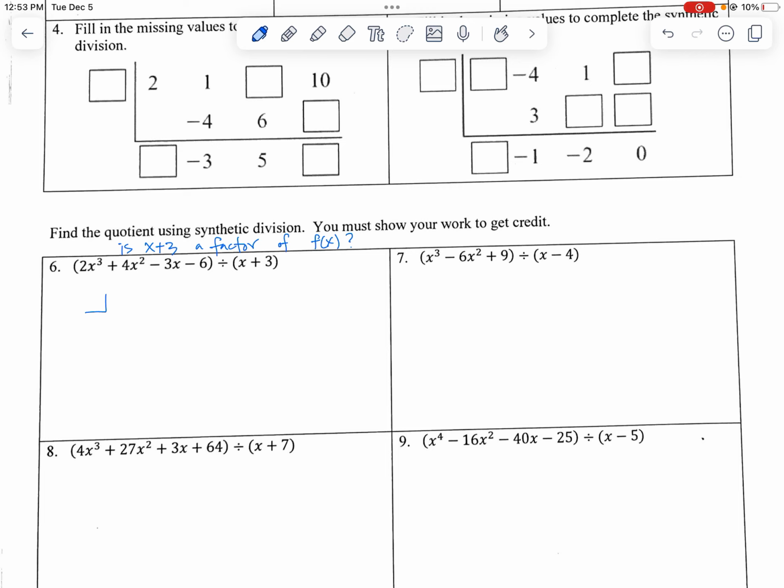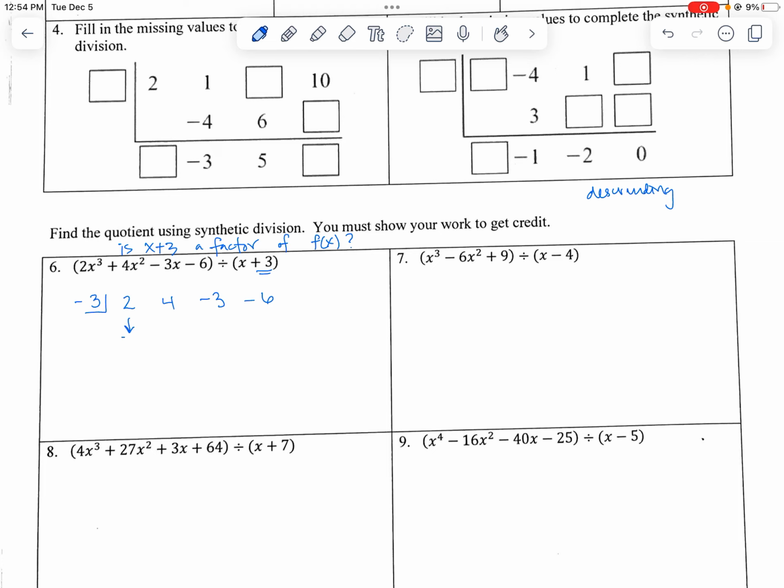So what I'm going to do is write the coefficients of the polynomial, 2, 4, negative 3, and negative 6, and make sure the polynomial is in descending order. And then I write the coefficients out. If a coefficient is missing, then I have to put a 0 in its place as a placeholder. And then I put the negative, and then I put the root right here. So if the factor is x plus 3, I'm asking, is x minus 3 a root?